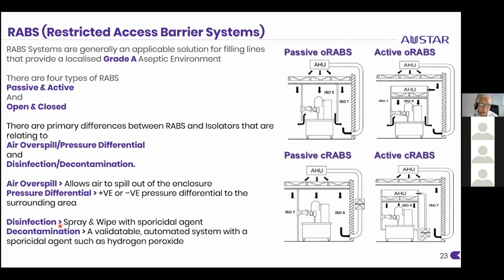Disinfection is by spray and wipe. Decontamination is by vaporized hydrogen peroxide and a validatable solution. So there are many different variants of RABS systems, but they are also a different product to isolators.